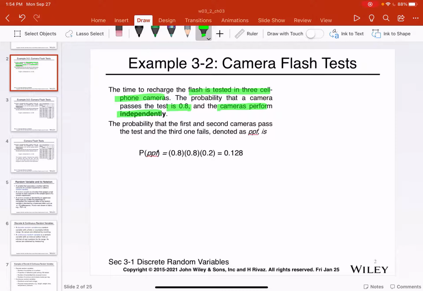So the probability that the first and second cameras pass and the third one fails, we are going to denote that as PPF, right? Pass, pass, fail. And since the question says they are independent, I can multiply them, right? So this is very important. The reason this equality is correct is that the question says that, so this equality is, in general, incorrect. But the reason I can just multiply probabilities is that the question says they are independent, right? So the probability of PPF is going to be 12%.